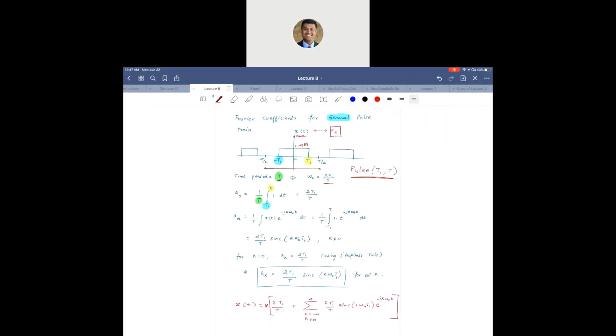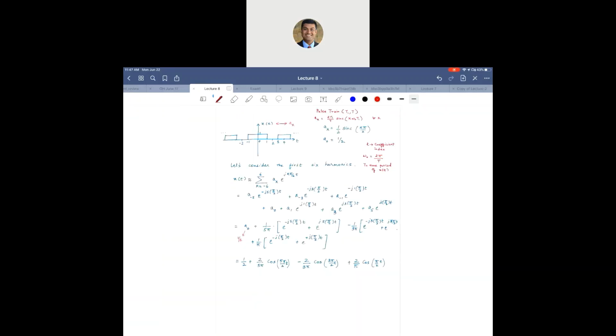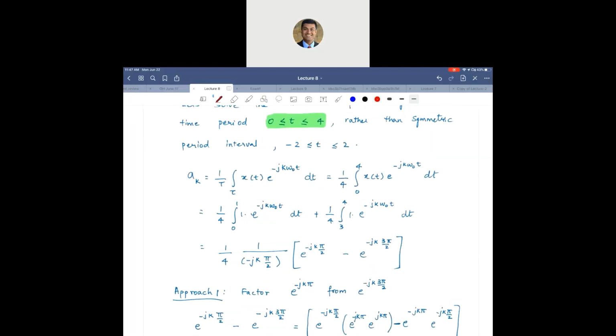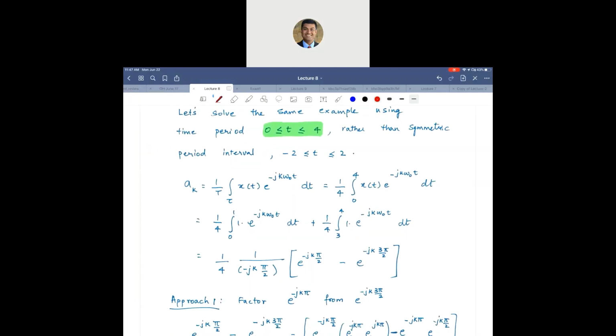All right, let's see. What do we have here? Right, 0 to 4. So when you are integrating from 0 to 4, it should give you the same answer, but let's just verify that quickly. So we are evaluating the same Fourier series coefficients for the same pulse train. It was on between -1 and 1. The time period was 4 seconds. We are right now focusing on 0 to 4.